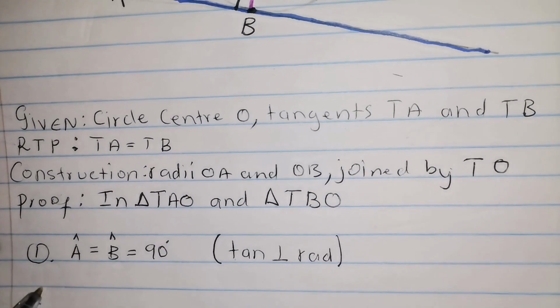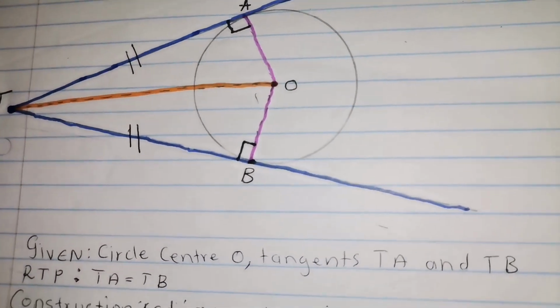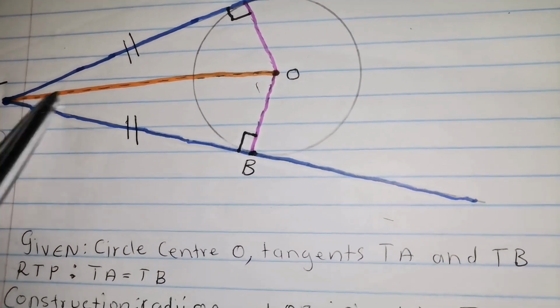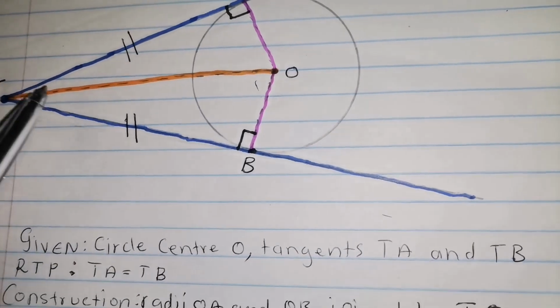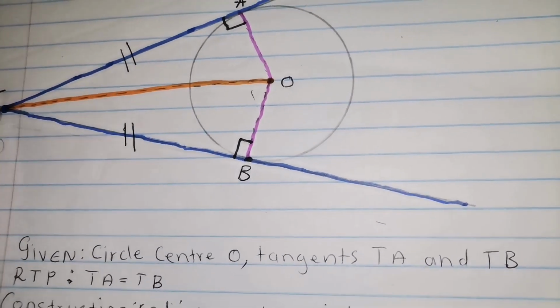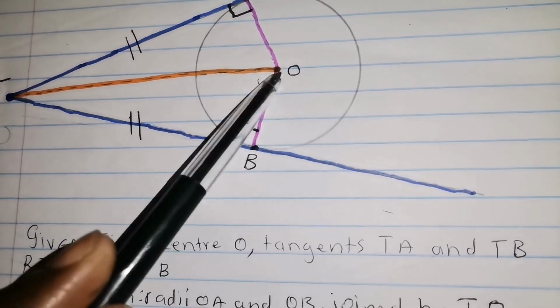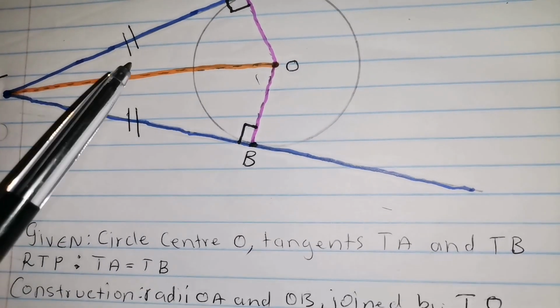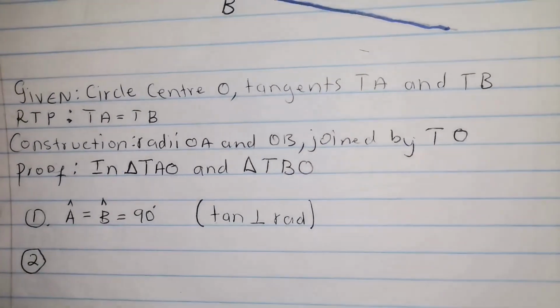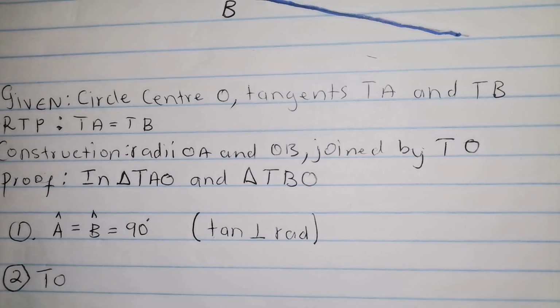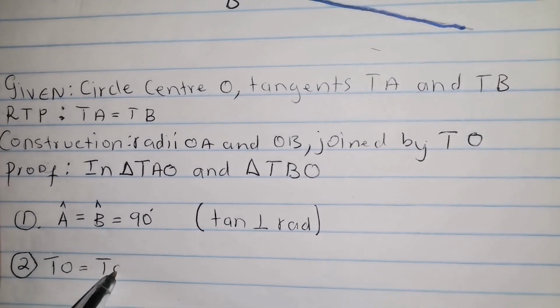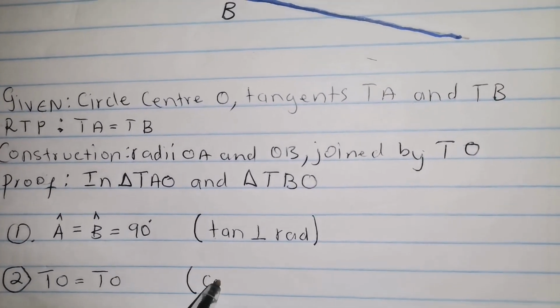Number two: from the diagram, you can see that TO is common to both triangles. TO is found in triangle TBO and triangle TAO. TO is common. TO is equal to TO, reason: common.